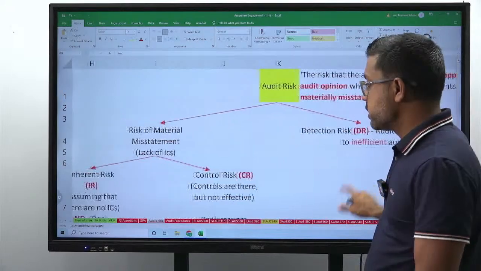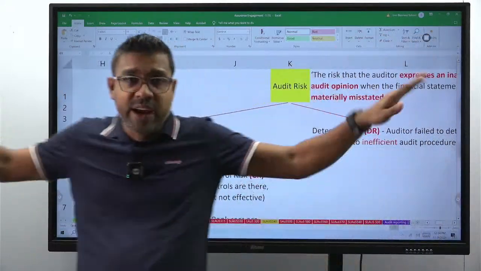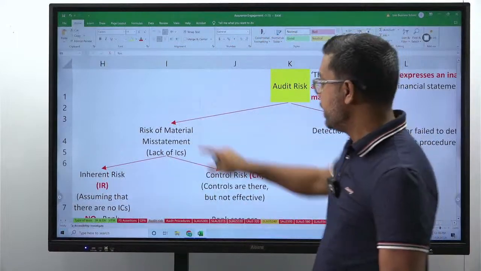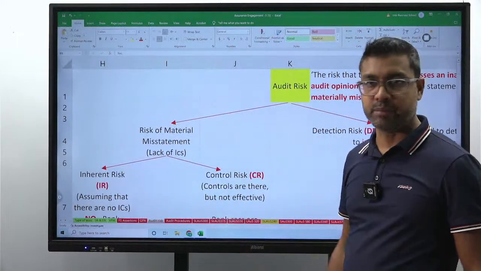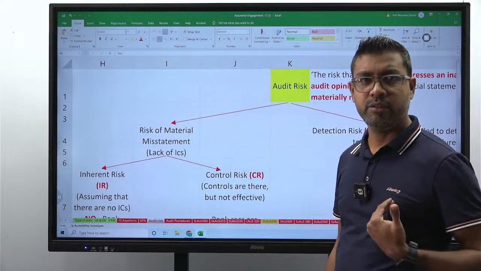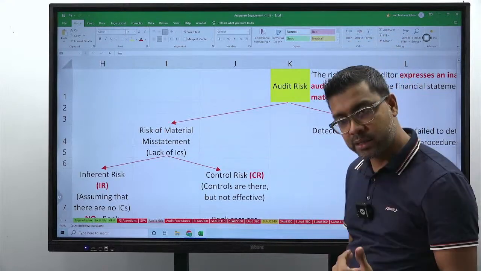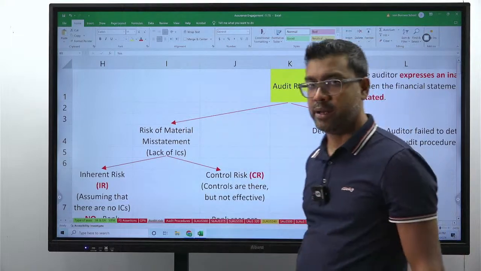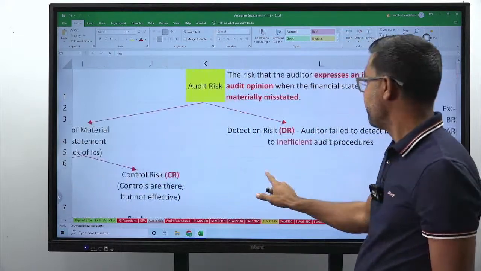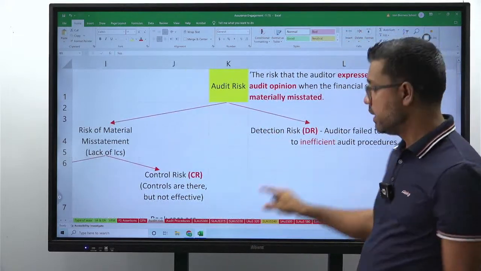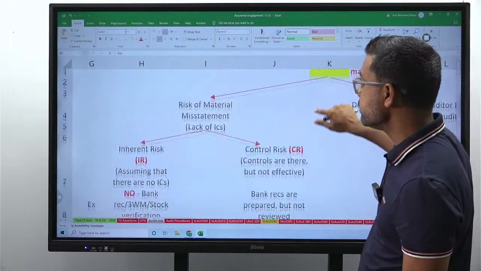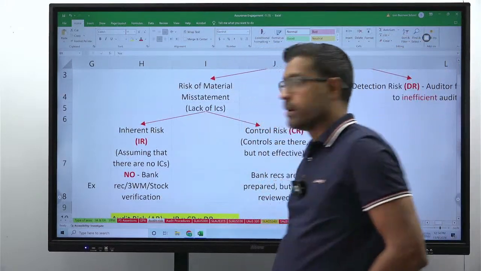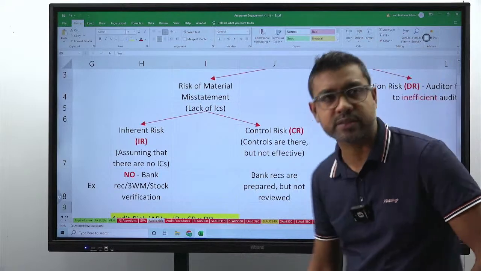This audit risk can be divided into two elements, two categories. One is risk of material misstatement, a very familiar sentence for us. Risk of having fraud or errors. The other is detection risk. Let me explain this first. Risk of material misstatement means risk of having fraud or errors.